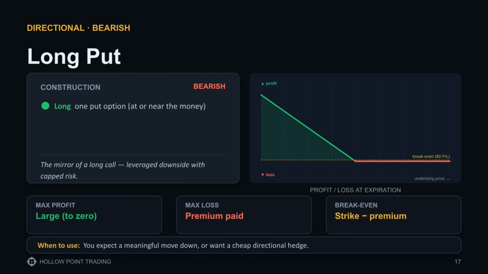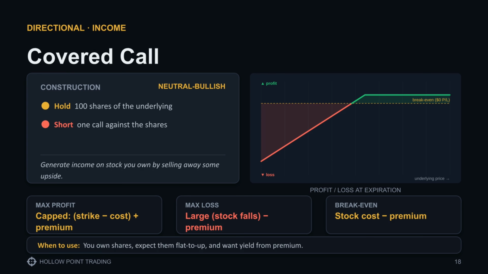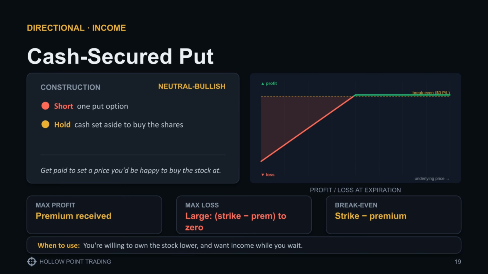The long put is the bearish counterpart. You purchase a put option, providing you with leveraged downside exposure if you expect the stock to drop. Like the long call, your risk is capped at the premium paid, making this useful as a directional hedge. For neutral to bullish outlooks where you own the underlying stock, a covered call is a great way to generate income. You hold 100 shares and sell a call against them, trading away some potential upside for immediate premium yield. A cash-secured put is another income-generating strategy.